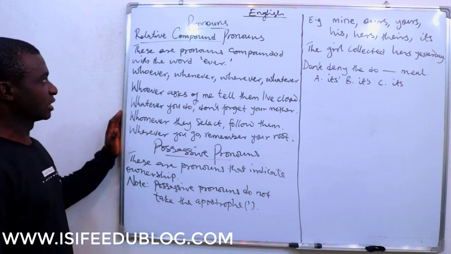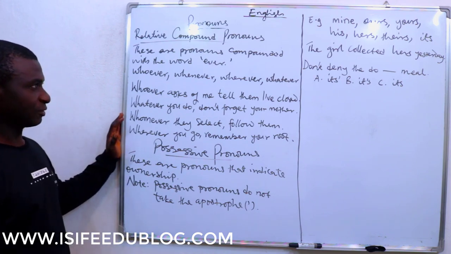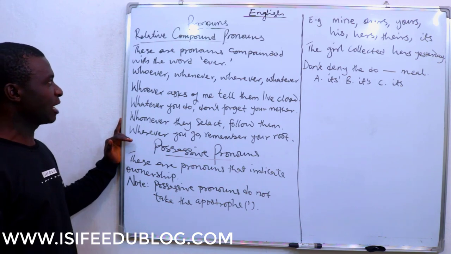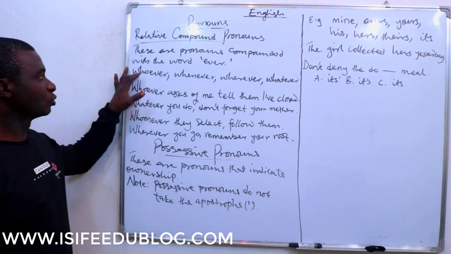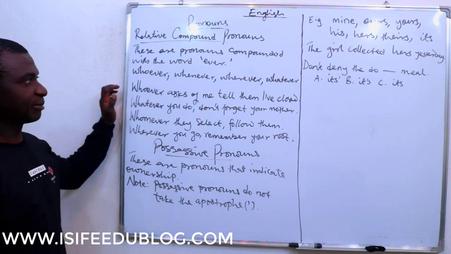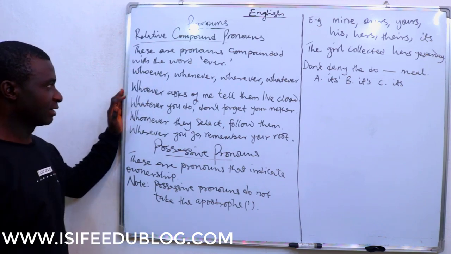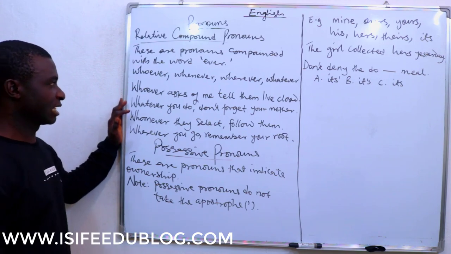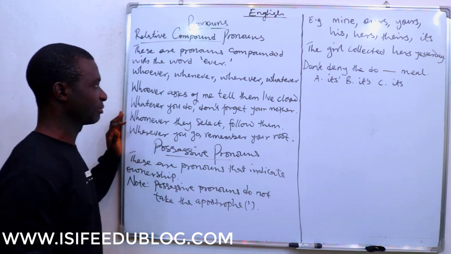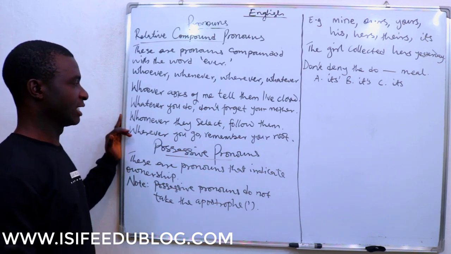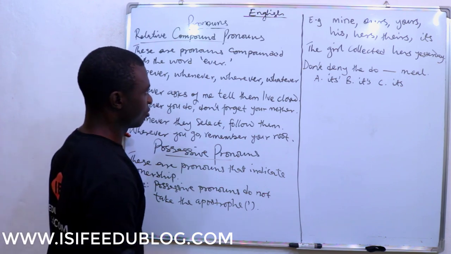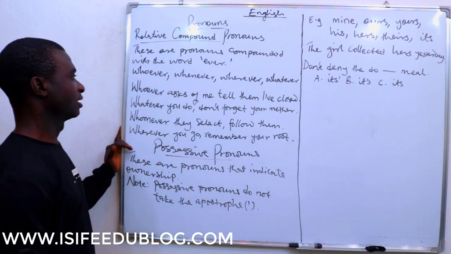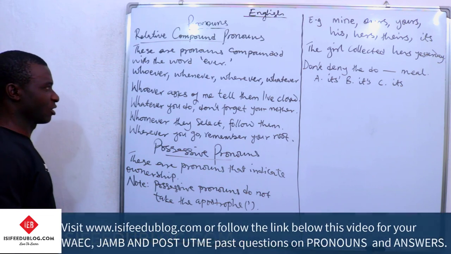The relative compound pronouns are pronouns you've heard before, but this time they are compounded with the word ever. So, who takes ever to become whoever. When? Well, an adverb is compounded with ever to become a pronoun: whenever. Where? An adverb compounded with ever to become a pronoun: wherever. Whatever. All pronouns.